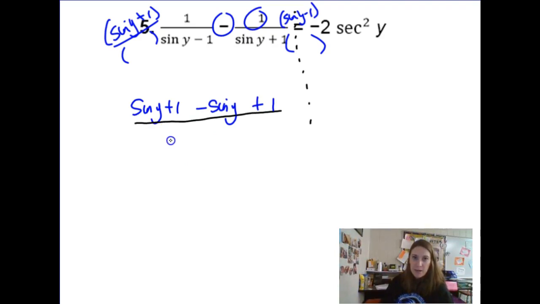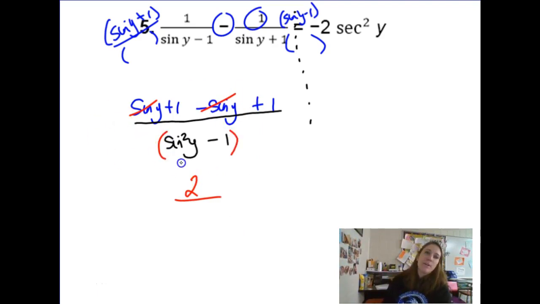My denominator, however, we can leave as sine y plus 1 times sine y minus 1. Or if we were to FOIL those together, you would get sine squared y minus 1. And I like that because I think we can trade that in a minute. Alright, let's look up here. Ooh, sines cancel. 1 plus 1, that's 2. So we have 2 over, guys, this is something.